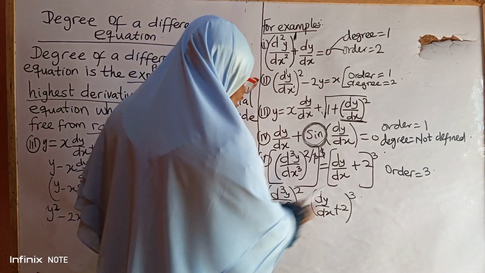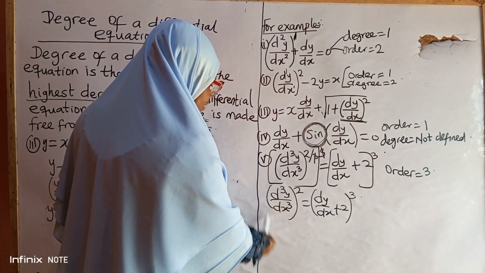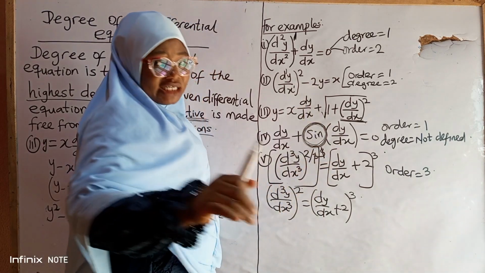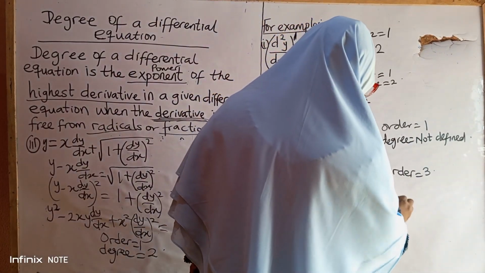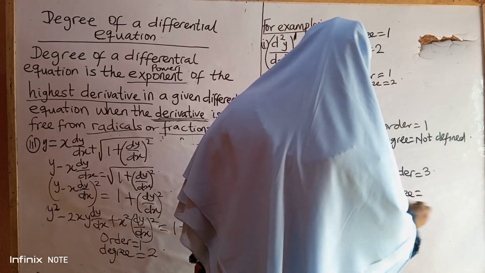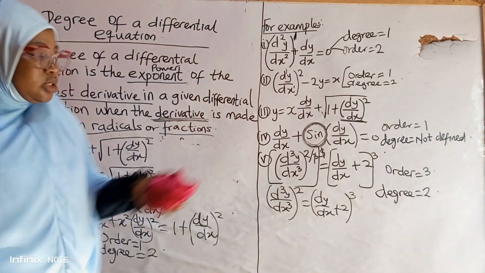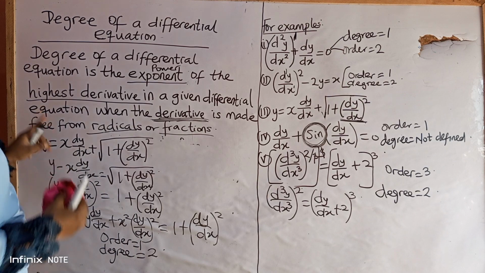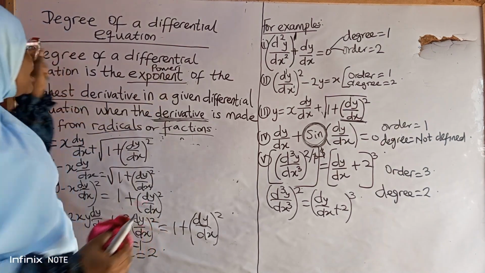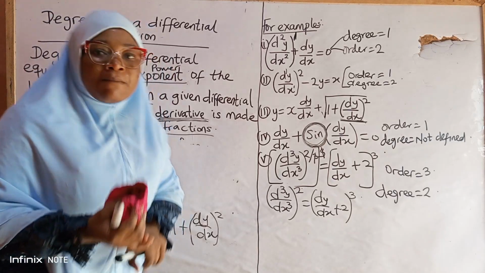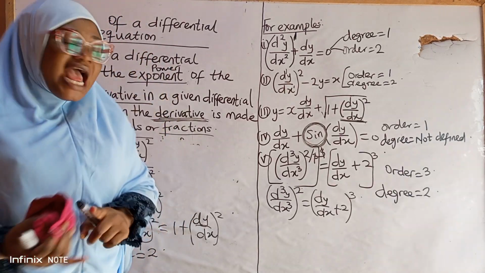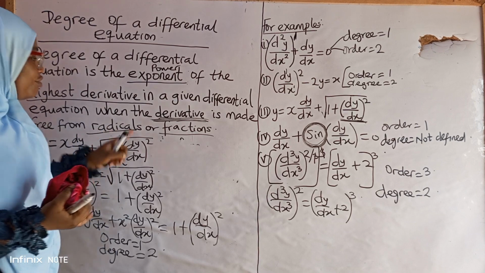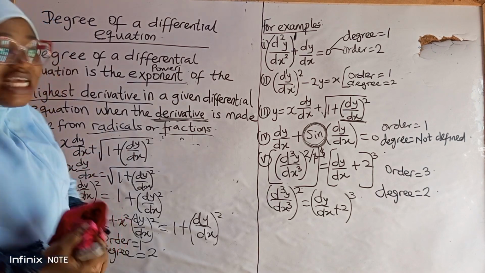So here we can see that the order is 3, and the highest derivative has power 2. So it is its power that will determine the degree. So the degree is equal to 2. Can you see it is not difficult, but you just have to pay attention to the definition. That is the exponent or power of the highest derivative. You have to determine your order first before you can determine your degree. And in finding the degree, the derivative must be made free of radicals and fractions, that is, it has to be in polynomial form.